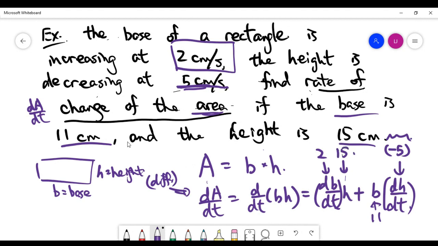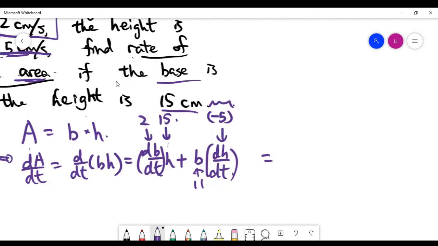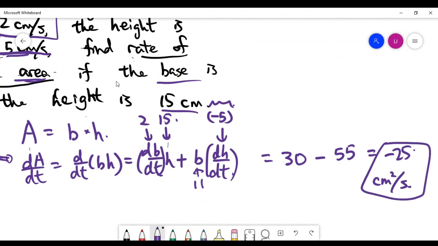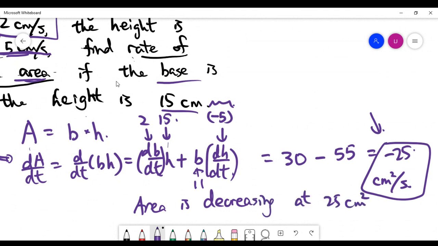And now let's do the calculation together. So it becomes 30 minus 55, which is minus 25, and the unit is going to be centimeters squared per second. And that's pretty much our answer to this problem, but please notice the negative sign. It essentially means that the area is decreasing because of this negative sign. So decreasing at 25 centimeters squared per second.